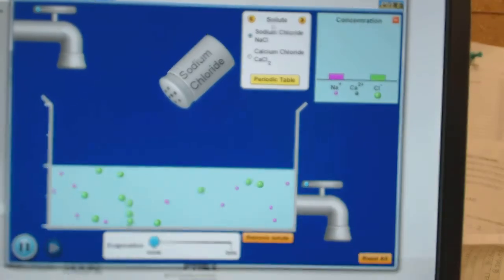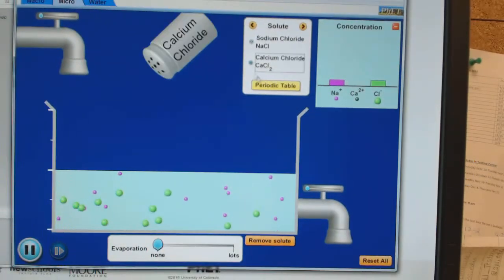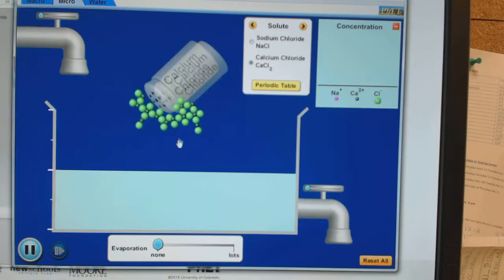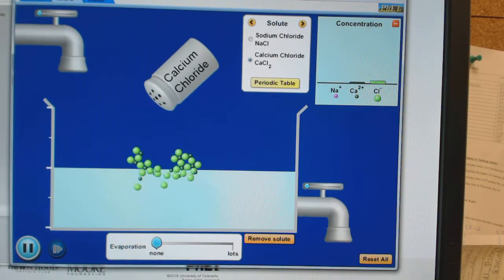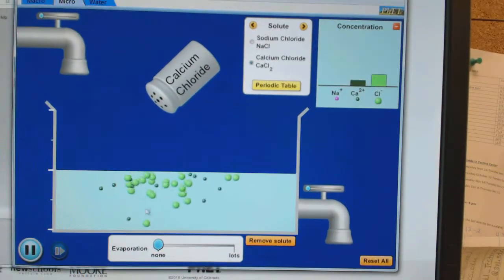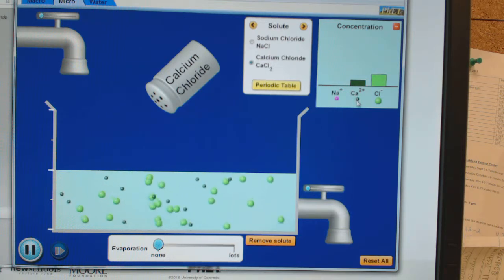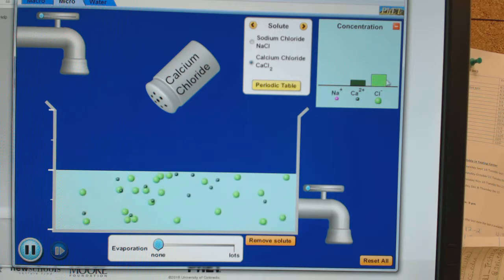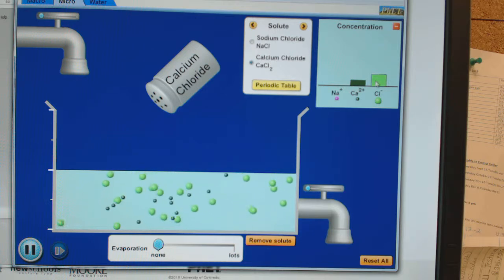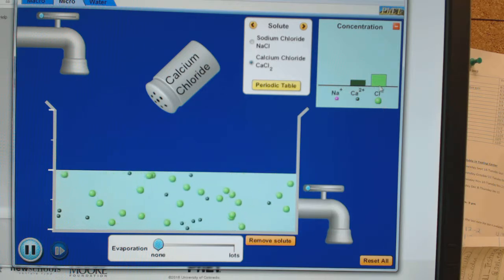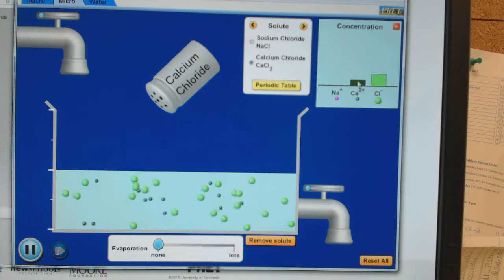But what I wanted to show you were a couple of other things. So let me remove the solute and start. Now what happens when I put CaCl2 in the water? Okay, let's shake it. You can see again that all the different ions have separated, but notice if we look over here, the calcium and the chloride are now different amounts. You can see that for the chloride ion, there's twice as many as the calcium.